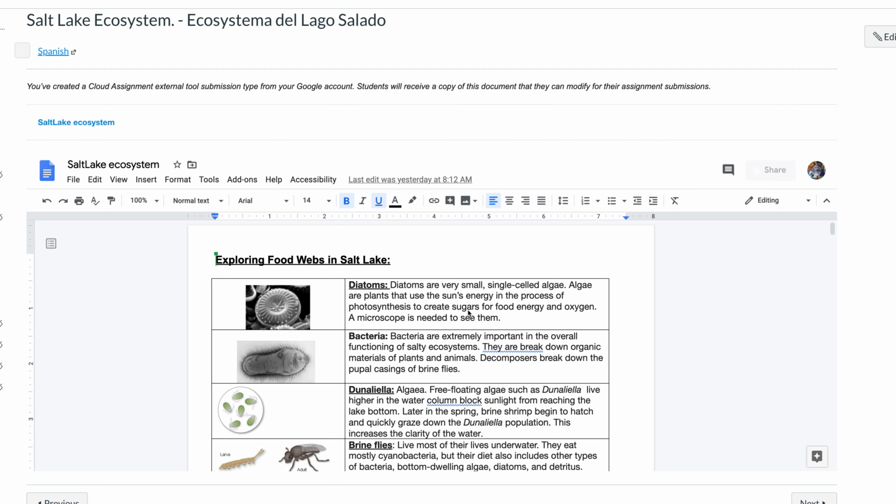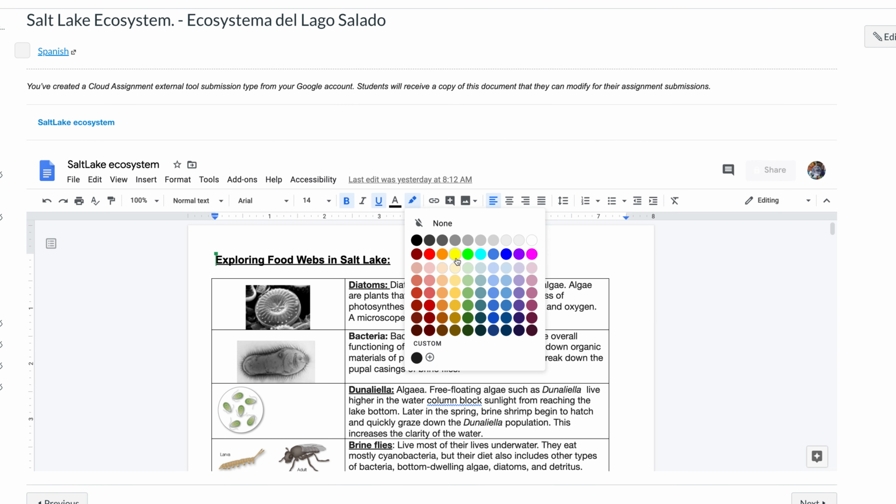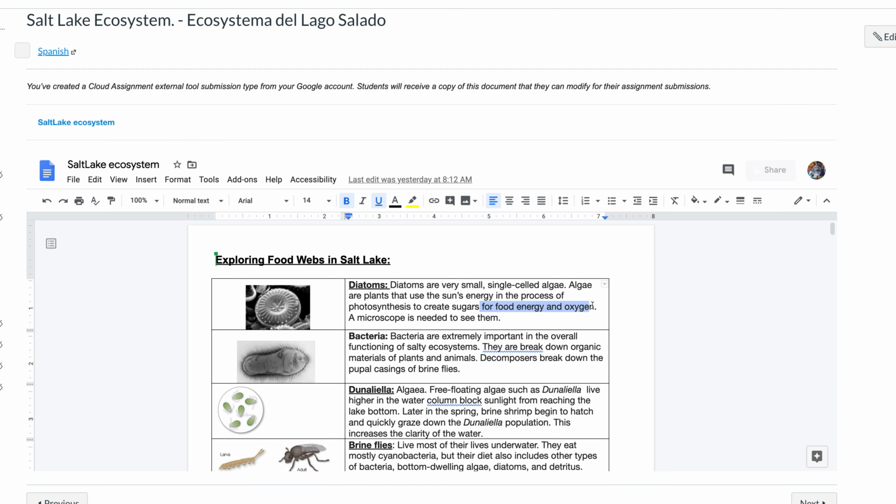So I would actually use the highlighter and start highlighting every time you see food: who eats, where's the food coming from? Where's the energy coming from? So in this case, the diatom says that they use the sun's energy in the process of photosynthesis. So diatoms are actually photosynthetic organisms. They're not consumers. They're going to be something called a producer.